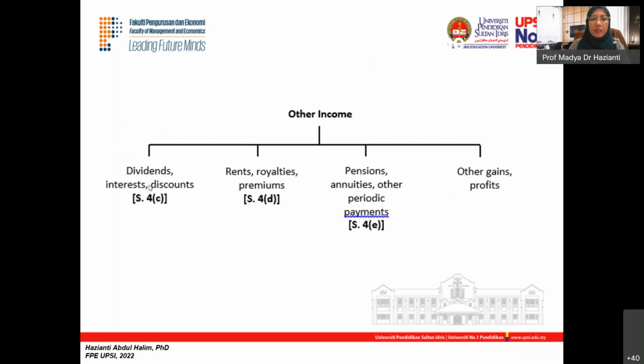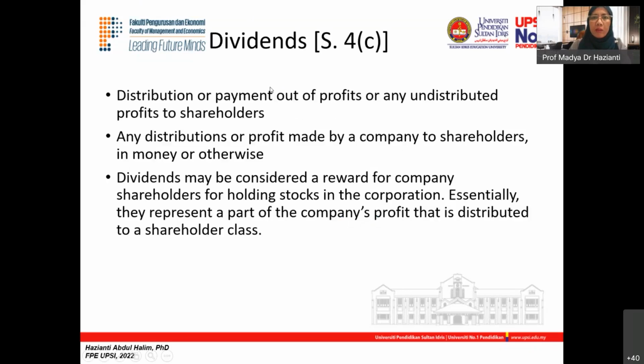Alright, so the dividends under section 4C, dividend, interest and discounts fall under the same section. We have rents, royalty and premium, section 4D, pension, annuities and other periodic payments, section 4E, and also other gains and profit. Alright, so I think last week I have explained to you about dividends.